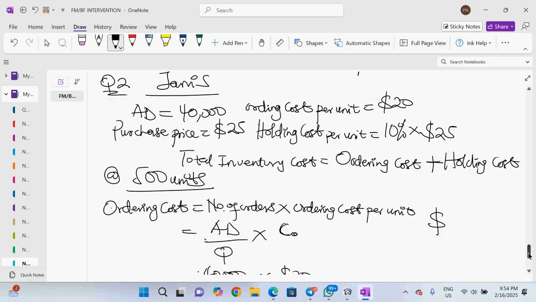If there was a discount, they would tell you that if you order 500 units, you get a discount of 1%. If you order 1,000 units, you get a discount of 2%, in that order, right? So if you order 2,000 units, you get a discount of this. So you can see that in this question, we didn't have any discount. Because there was no discount, the total inventory cost will be equal to ordering cost plus holding cost. Are we fine?